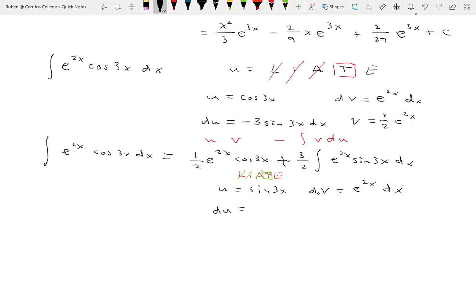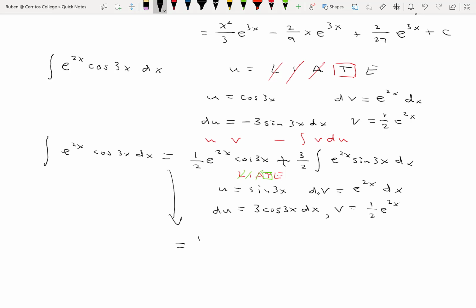du, the derivative of sine is cosine, but multiplied by 3 using the chain rule. Derivative of sine is cosine times the derivative of the inside, 3. V is 1/2 e to the 2x. So let's continue. Let me move my equal sign down.